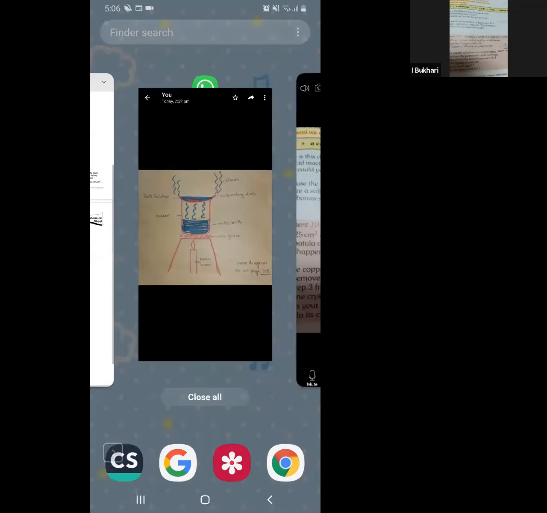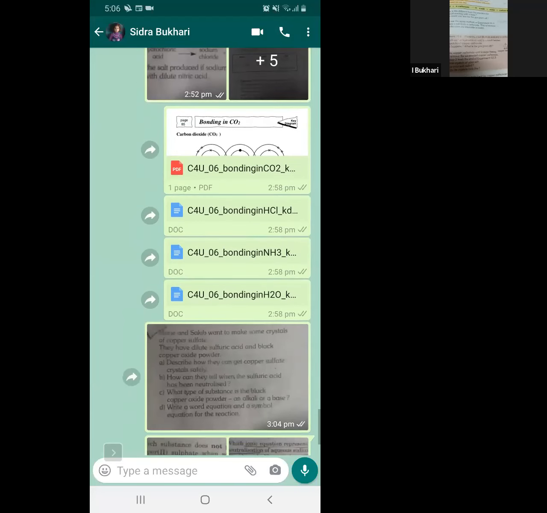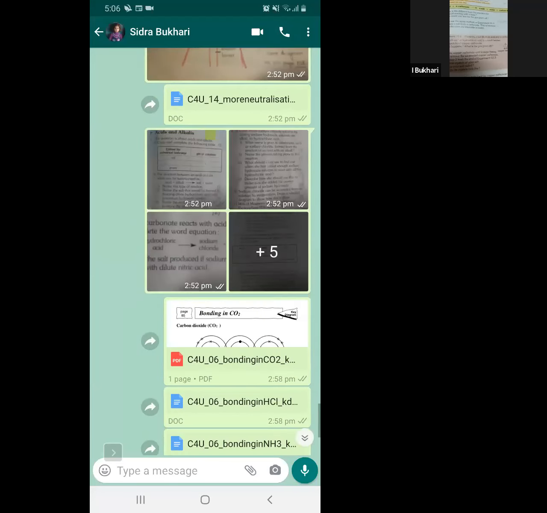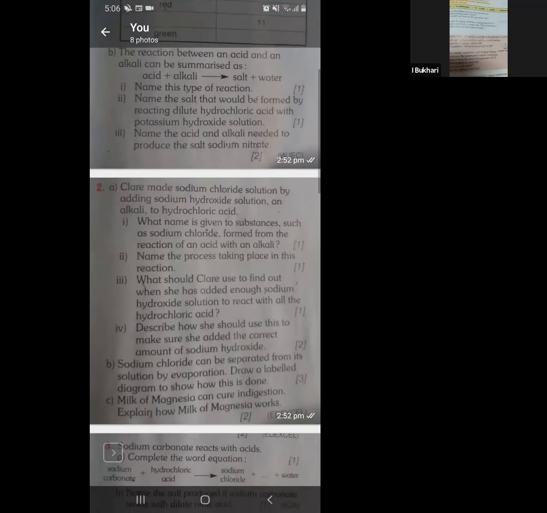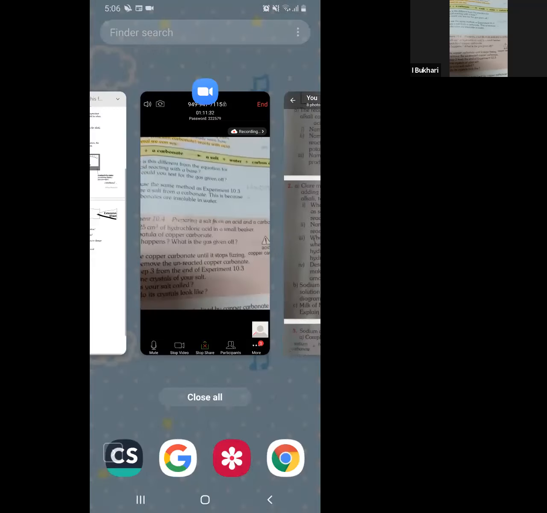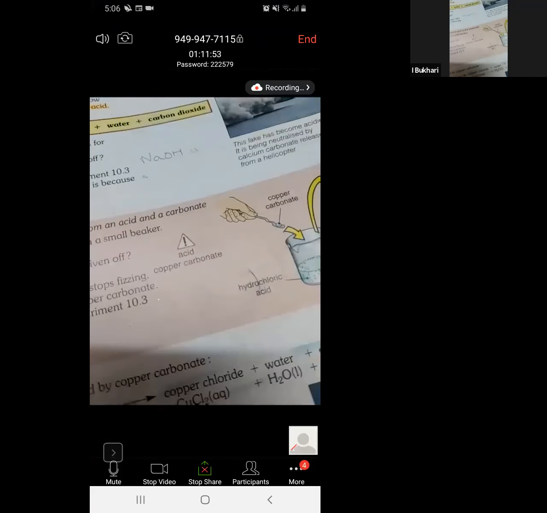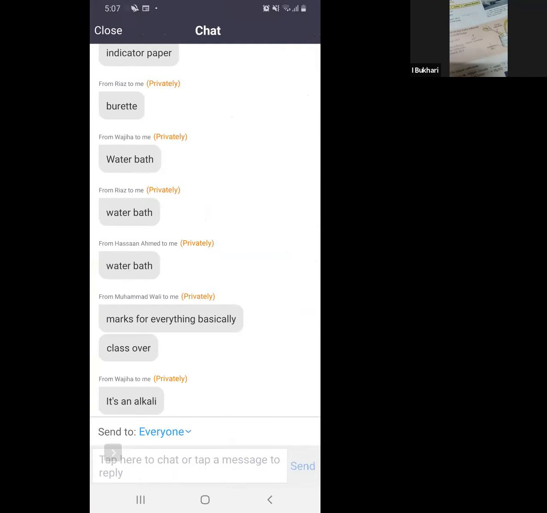Let me go back to the questions. Okay, this question is done. Okay, part C. Milk of magnesia can cure indigestion. Explain how milk of magnesia works. Yeah, it's an alkali, and so it neutralizes the acid, okay?